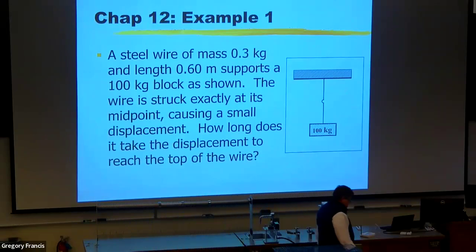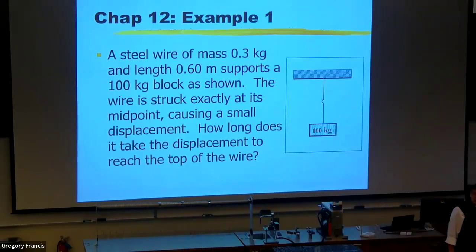Now here's that sample problem I was referring to a moment ago. We have a steel wire of mass 0.3 kilograms, and it has length of 60 centimeters, and it's supporting a 100-kilogram block as shown in the diagram. We pluck the wire in the midpoint, and that causes a small displacement. And we want to know how long does it take that displacement to reach the top of the wire?